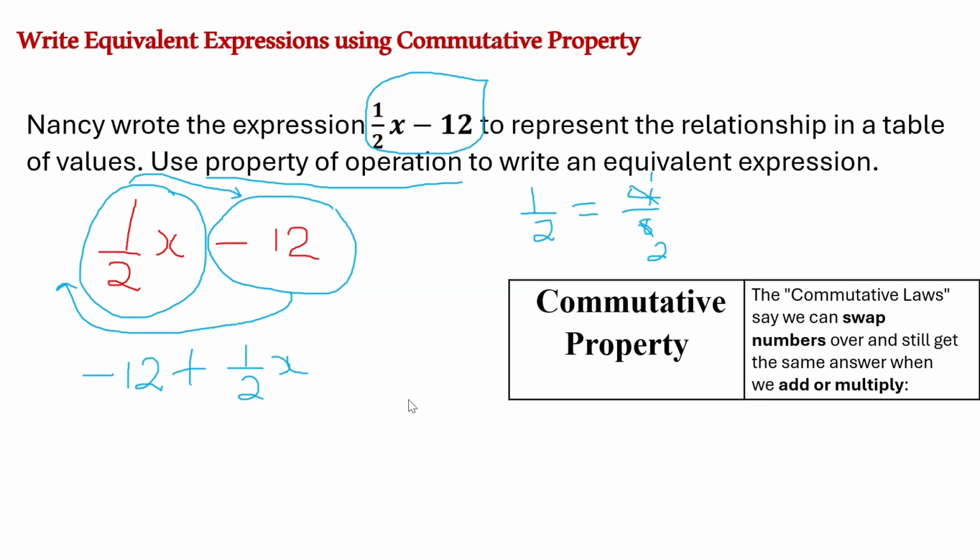So this is how you use the commutative property to write an equivalent expression. As we said, commutative means to move around. But remember, when you swap the terms or you move the terms around, whatever sign is in front of that number or that term, you write it back when you rearrange them. Just like when we have here the minus 12, we bring the minus sign with the 12.